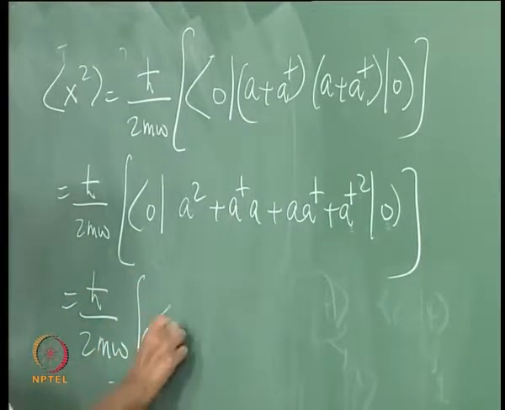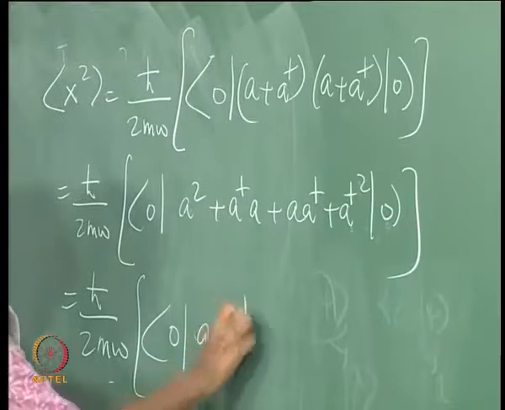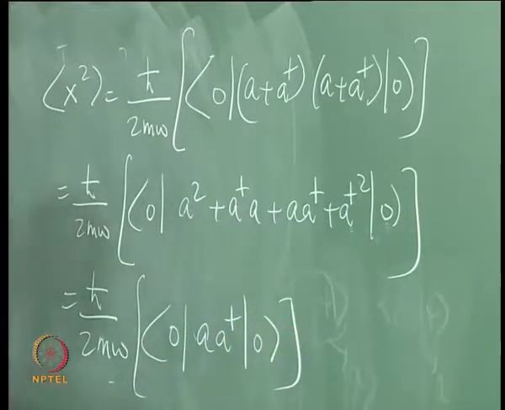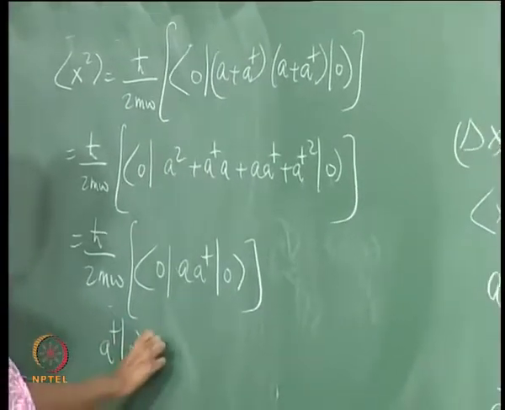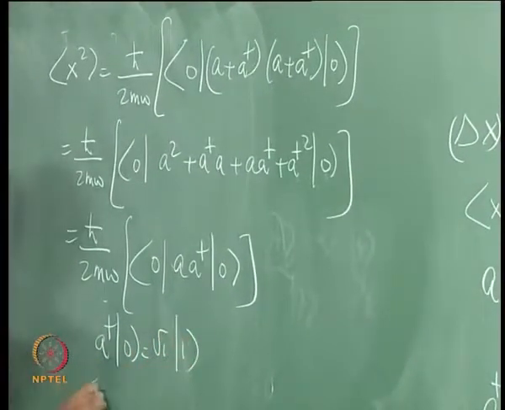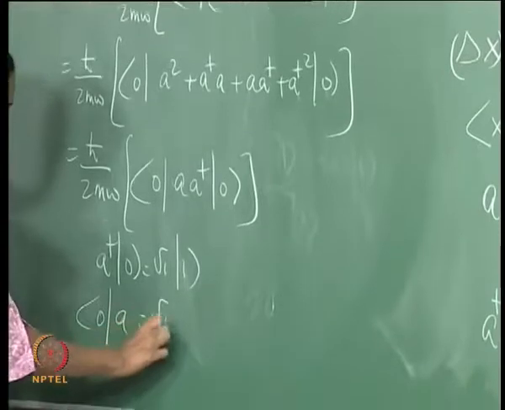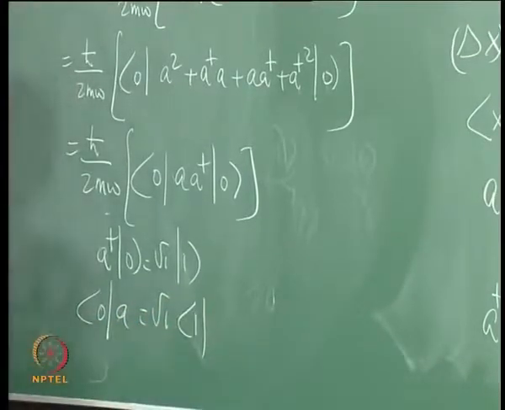is out here. Now, A dagger on ket 0 is root 1 ket 1, its Hermitian conjugate is root 1 bra 1.